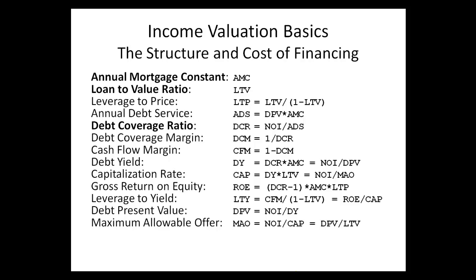Leverage to yield. This is the return on equity divided by the capitalization rate. It's also equal to the cash flow margin divided by the equity margin. It is the multiplier on the cap rate that you're receiving as your cash-on-cash return. Debt present value is simply the net operating income divided by the debt yield. The maximum allowable offer, or the value of the property, is the net operating income divided by the capitalization rate. It's also equal to the debt present value divided by the loan-to-value ratio.